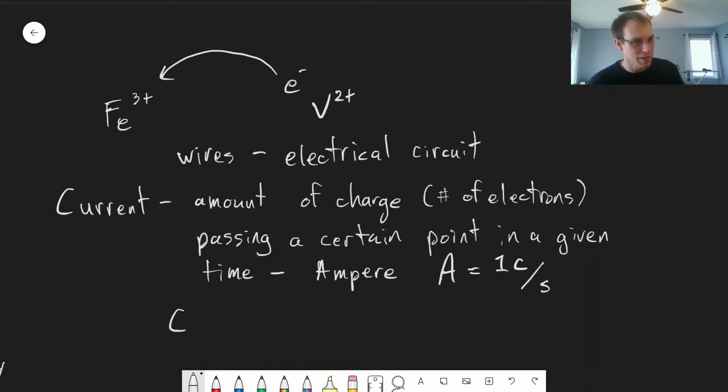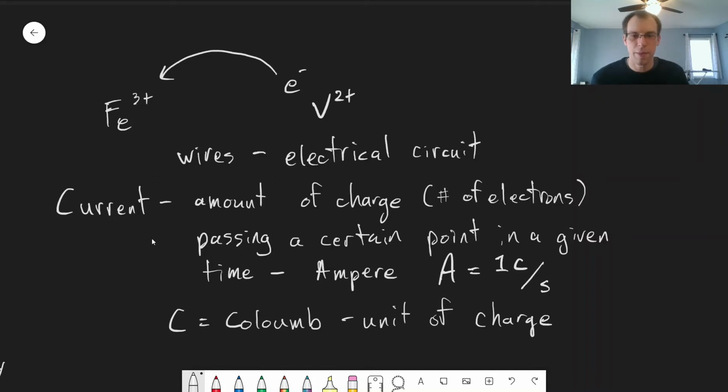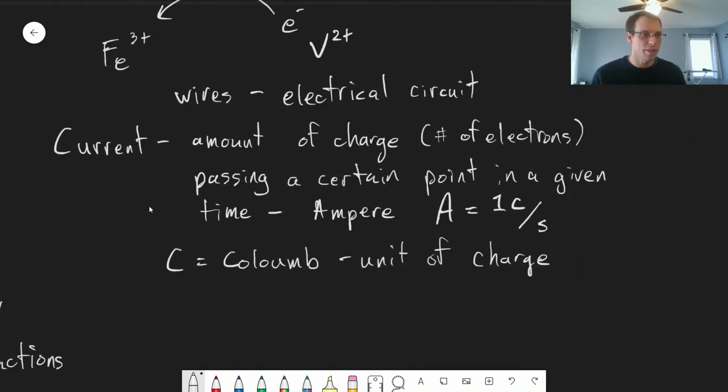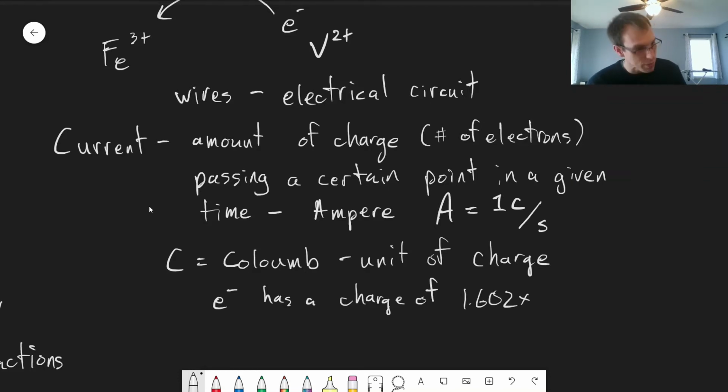Coulomb is another unit that we need to define. Capital C is coulomb. And this is a unit of charge. In chemistry, we often think about things in terms of molar quantities. So a coulomb is a unit of charge such that the electron has a charge of 1.602 times 10 to the negative 19 coulombs. And we call that e. That's the fundamental unit of charge.